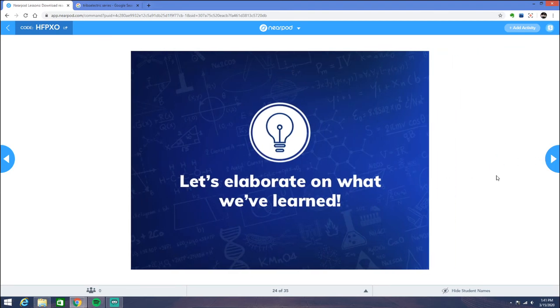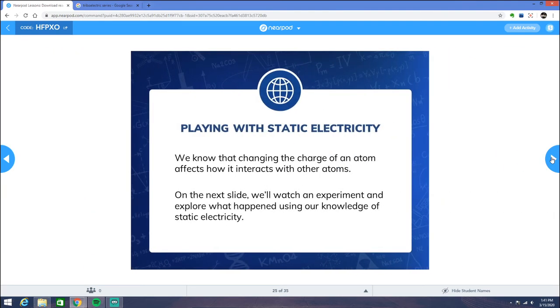Here we're going to elaborate on what we've learned, basically a review. So again, when we're talking about static electricity, we just know that it is a changing of the charge, or a transfer of electrons, and how it interacts with other things.